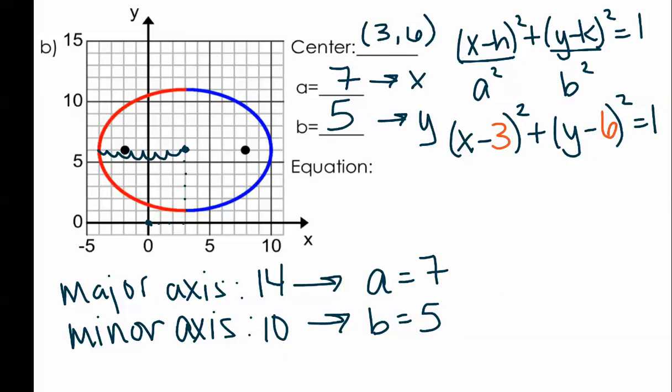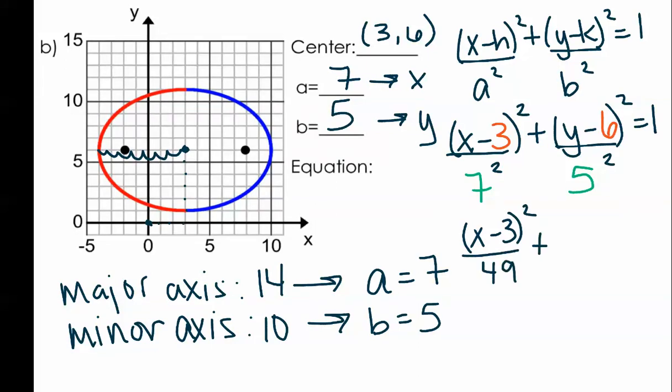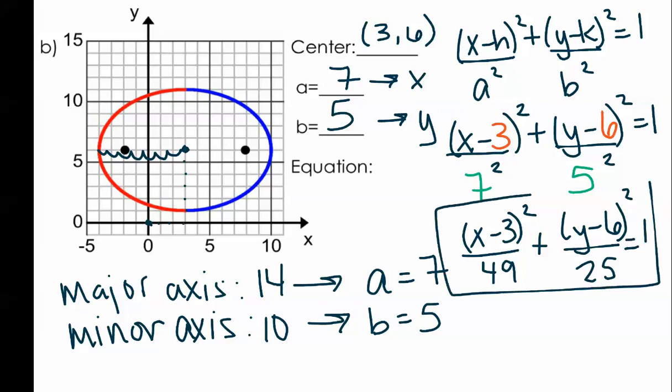That 3 and 6 is coming from my center. And now my A value we said is 7, so we'll have 7 squared, and my B value is 5, so we'll have 5 squared. Clean it up a little bit. You're going to leave the x minus 3, but you're going to want to make sure you square the 7. You'll leave the y minus 6, but you'll square the 5. So my final answer is going to look like x minus 3 squared over 49 plus y minus 6 squared over 25 equals 1. And that is our final answer.